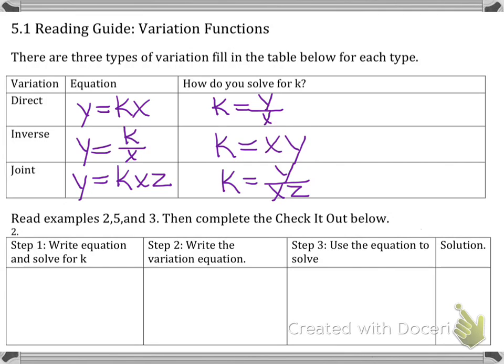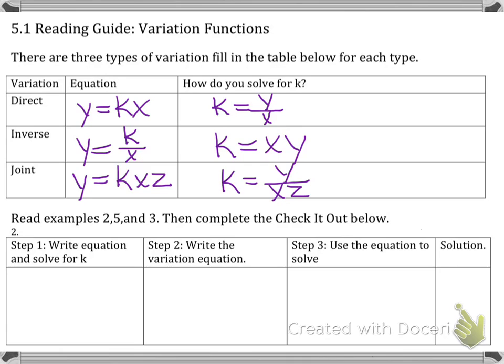First thing we're going to look at is the perimeter. The perimeter P of a regular dodecagon varies directly as the side length s, and P equals 18 inches when s equals 1.5 inches. Find s when P equals 75 inches.